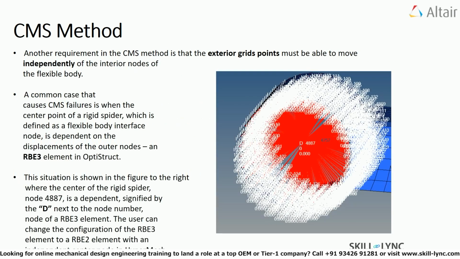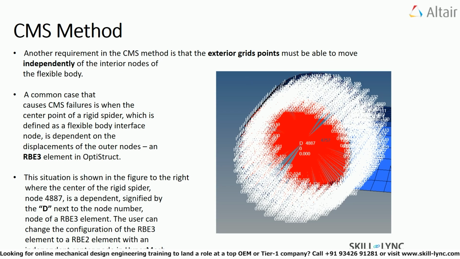Another important requirement in the CMS method is that the exterior grid points must be able to move independently of the interior nodes of the flexible body. A common case that causes CMS failures, resulting in an error during flex body creation, is when the center point of the rigid spider, which is defined as a flexible body interface node, is dependent on the displacements of the outer nodes, which is nothing but an RBE3 element in OptiStruct.